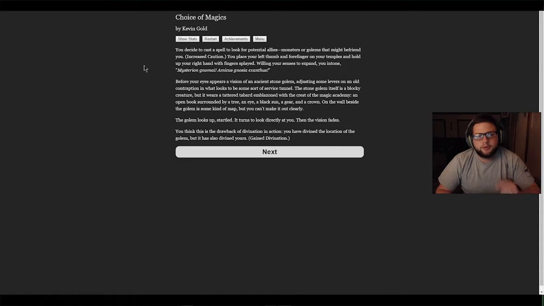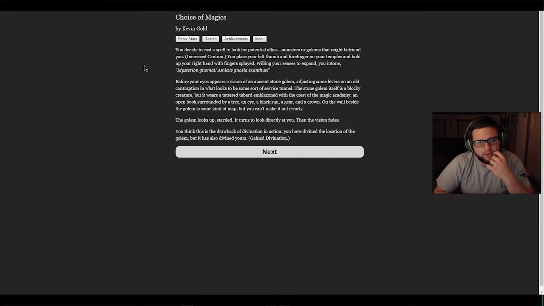You decide to cast a spell to look for potential allies, monsters or golems that might befriend you. Increased caution. You place your left thumb and forefinger on your temples and hold up your right hand with fingers splayed, willing your senses to expand. You intone, Mysterion gnomali amicus gnosia exanthus. Before your eyes appears the vision of an ancient stone golem adjusting some levers in an old contraption in what looks to be some sort of service tunnel.